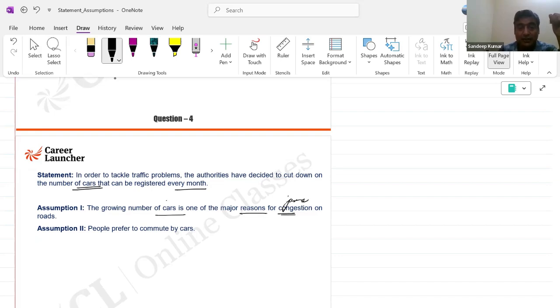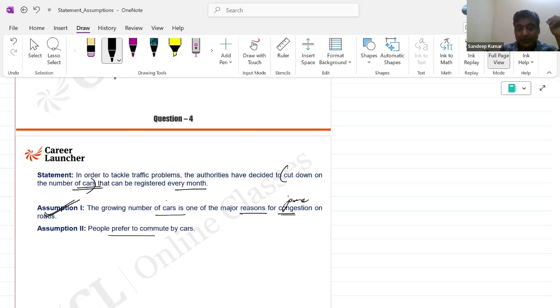on the roads. Now, in order to tackle traffic problems, the authorities have decided to cut down on the number of cars. Why specifically cars? Because they might be a reason for the congestion. Yes. So this definitely is one of your answer choices.